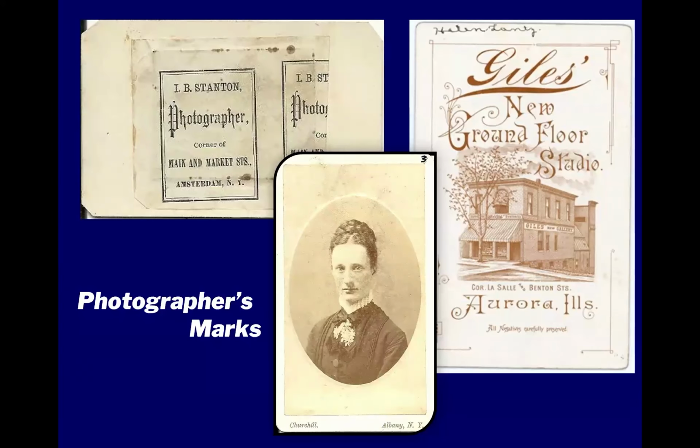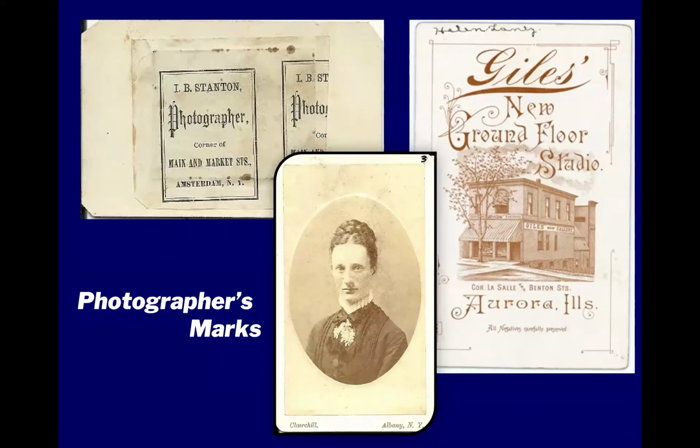So those marks are important. It's important to have them. So if you're lucky enough that you have, you know, I.B. Stanton photographer, Amsterdam, New York, or Churchill Photography Studio, Albany, New York, Giles Ground Floor Studio, Aurora, Illinois, I'm going to be looking at newspapers, city directories, Google searches, other people's family trees to see if I could figure out when these studios were in business. So I have a place and I have a time.